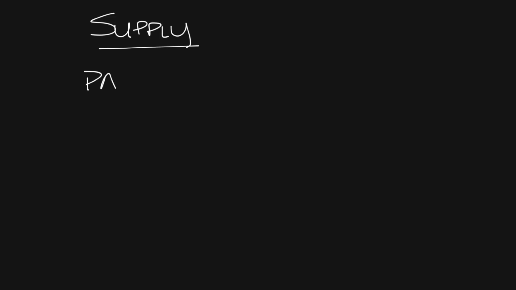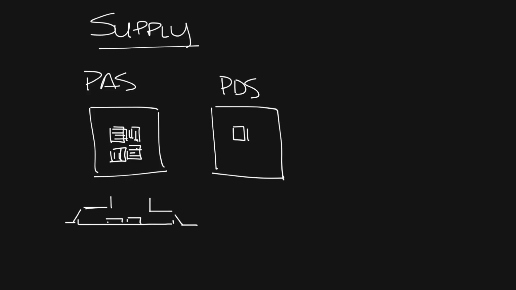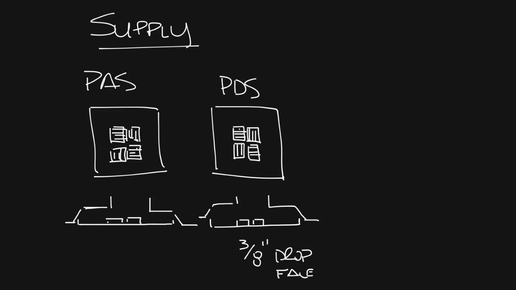The PAS has 4 square deflectors in the face that look kind of like this. So that's from the face, and from the side you can see that the deflectors are on the face of the diffuser. The PDS is the same as the PAS, except it has a drop face which sits 3/8 of an inch below the ceiling. So it looks kind of like this from the top and the side, with the exception that it drops down.